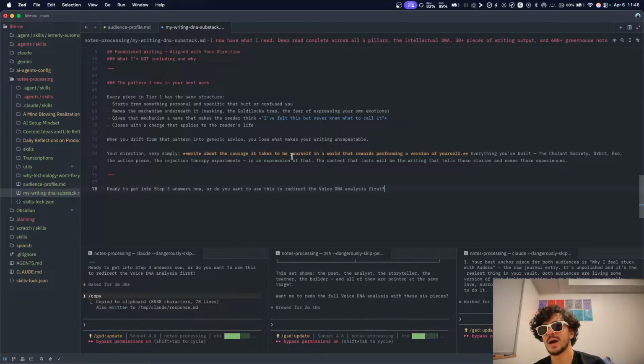When you drift from the pattern into generic advice, you lose what makes your writing unrepeatable. Yes. Write about the courage it takes to be yourself in a world that rewards performing a version of yourself. Everything you've built, the Shalom Society, Orbit, EXO, the autism piece, the rejection therapy experiments, is an expression of that. The content that lasts will be the writing that tells those stories and names those experiences. Powerful. Yes.